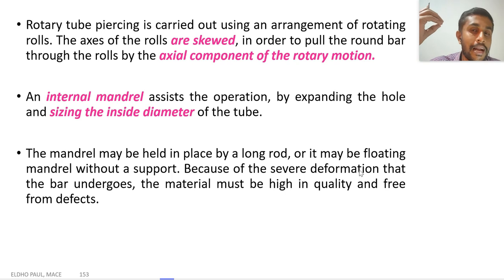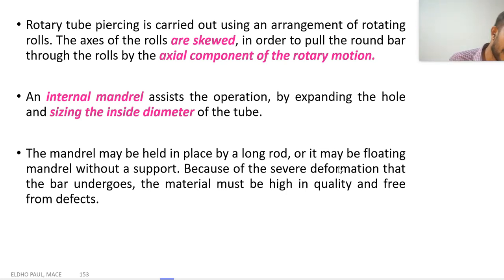An internal mandrel is used to assist the operation, which is used to expand the hole. So initially we create the cavity, which is a very small cavity, under the action of tensile force. And the size of this cavity can be increased by using an internal mandrel, which is sizing the inside diameter of the tube. So the outside diameter of the internal mandrel will be equal to the internal diameter of the pipe produced by the rotary piercing process.